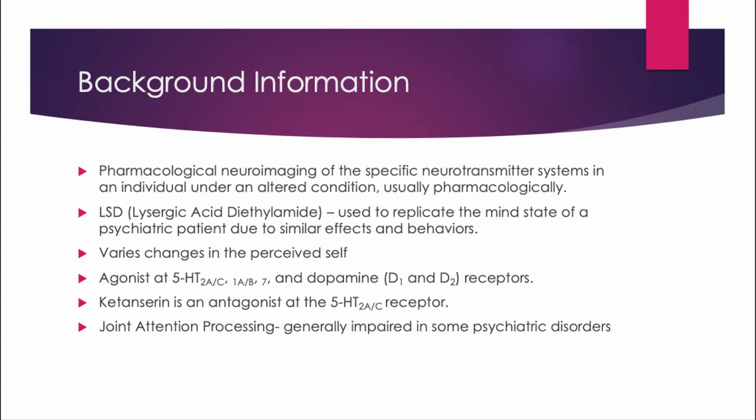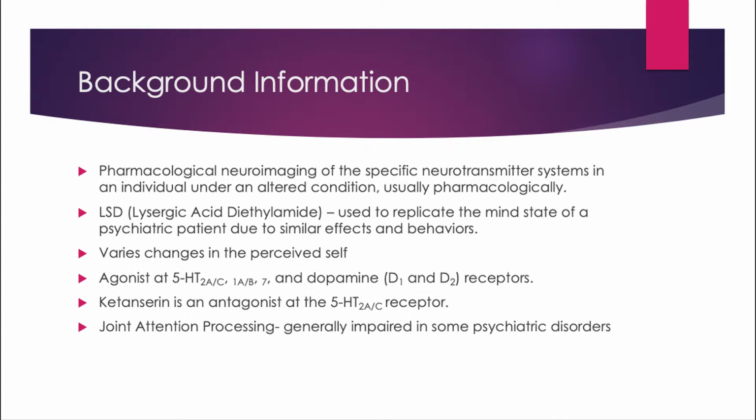This drug produces varying changes in the perceived self dependent on the dosage, and is an agonist at the 5-HT2A, 2C, 1A, 1B, 7, and dopamine 1 and 2 receptors. Since LSD is an agonist, pre-blocking the 5-HT2A receptor pharmacologically with a drug called ketanserin, an antihypertensive used to study the serotonin system historically, blocks the overall action of LSD, which gives reasons to investigate the specific system's relationship to the self and to social interaction.